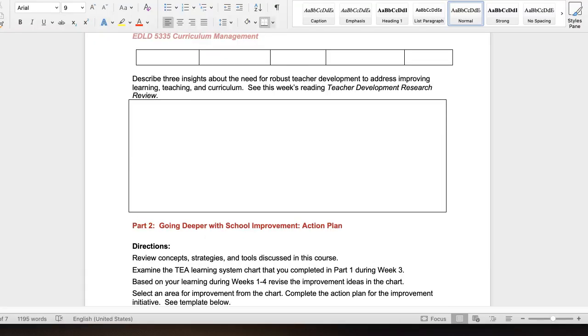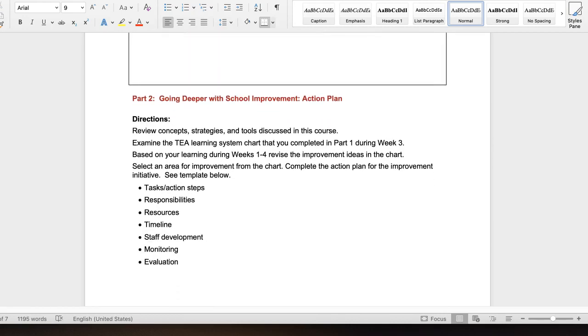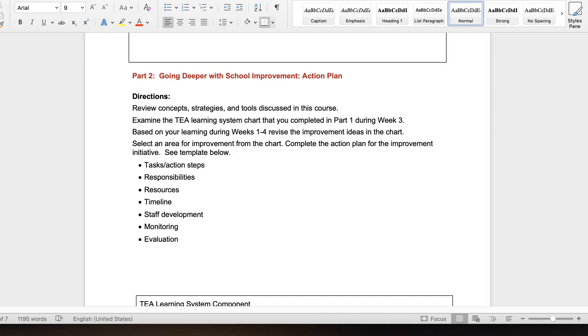The next thing is you're going to describe 3 insights about the need for robust teacher development to address improving learning, teaching, and curriculum. You're going to look at this week's reading. So what do you think are 3 things that you got out of this reading that talk about why we need robust teacher development to help address improving learning, teaching, and curriculum? And then part 2 is we're going to go deeper. So now we're going to review the concepts, strategies, and tools, and examine the TEA learning system that you did in part 1 during week 3. You're going to look at your weeks 1 to 4, and you're going to actually select an improvement area from the chart, and you're going to complete an action plan for that initiative.